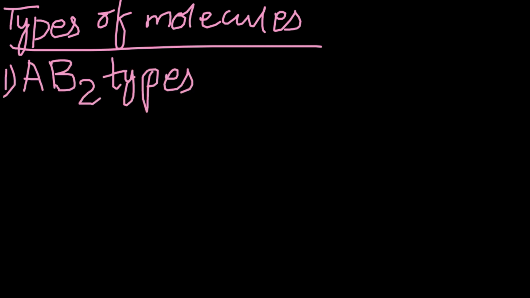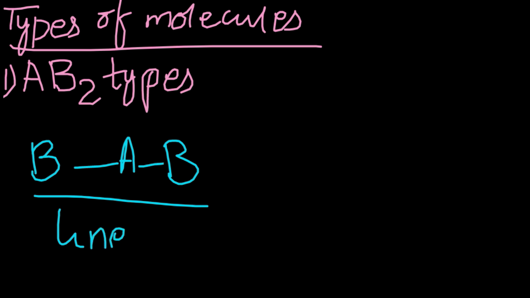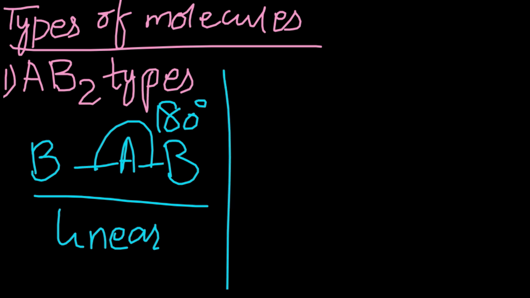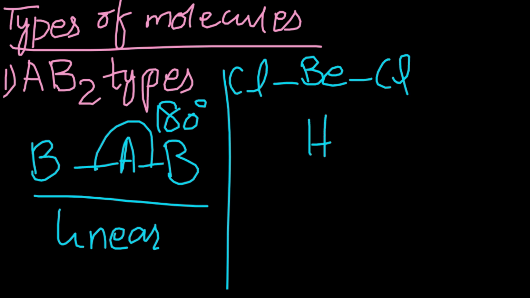AB2 type molecules have the central atom joined with 2 ligand atoms, and I have told you earlier that the best possible condition for the 2 electrons around the central atom is to be placed at 180 degrees on the opposite side of the central atom. AB2 type molecules have linear geometry and an angle of 180 degrees. Examples are BeCl2. Same is the case with HgCl2.